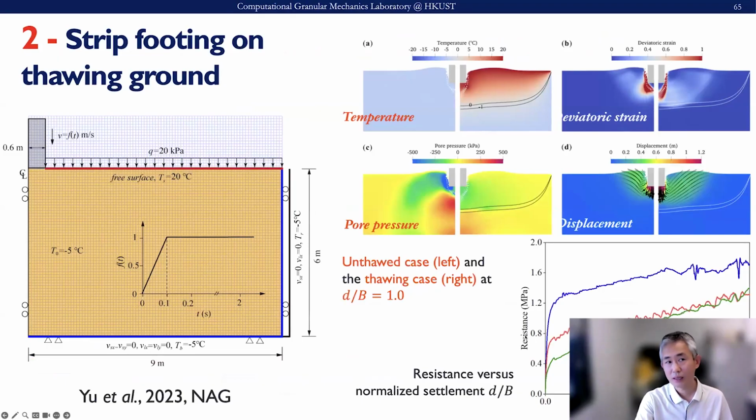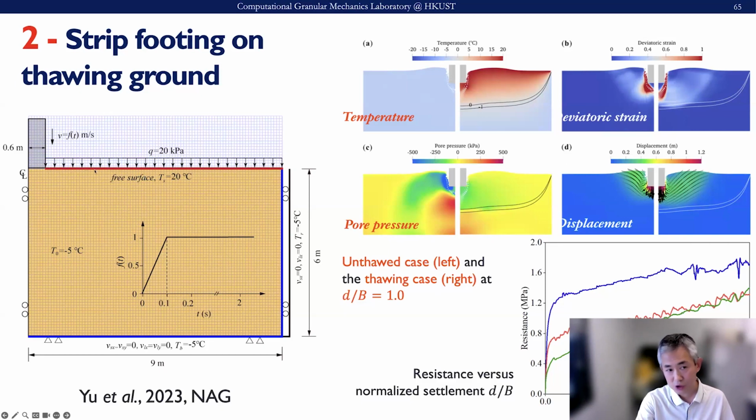Another example, again, I want to use this footing problem. Here the footing problem is different from the previous one, which was purely hydromechanical. Here we consider the thermal effect. Now we consider a frozen soil foundation, and the initial temperature is -5 degrees. It is subject to dynamic footing. Here the footing is not quasi-static, it can be dynamic. The footing has a surcharge of 20 kilopascal.